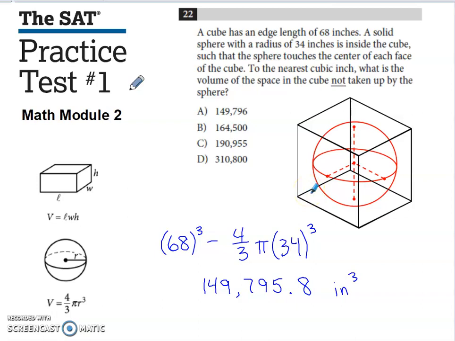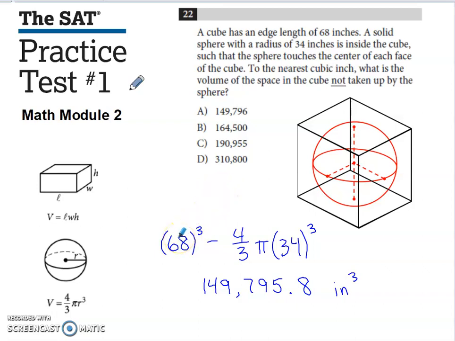So there's some space inside the cube that is not accounted for by the sphere. So it's basically going to be a difference of two volume calculations. We're going to find the volume of the cube using length times width times height. These images that you see over here are just taken straight off of the SAT reference sheet, so you don't have to have these memorized. You would just have to recognize when and how to use them.